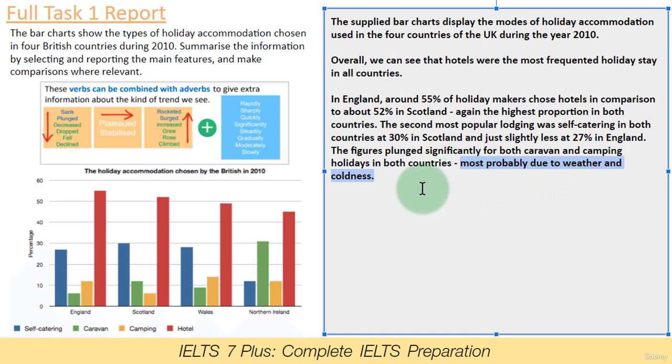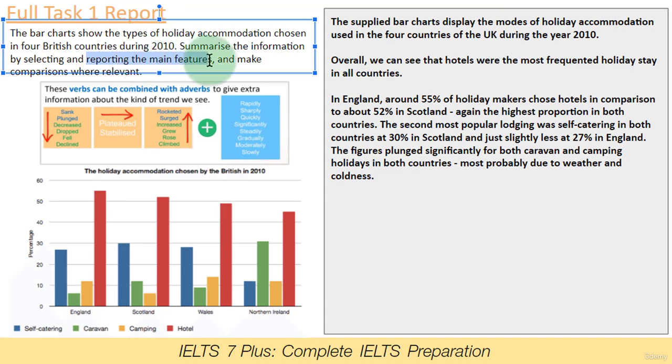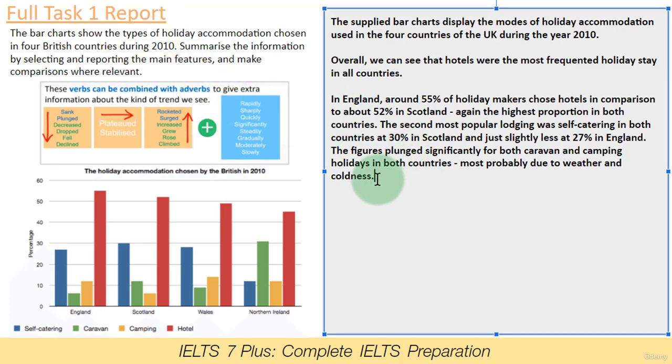So I do see this happening at times, and I just want to go back to the question here. Summarize the information, so report the main features and make comparisons where relevant. At no point does it ask you to guess reasons for the data you can see. All you need to do is to report the data. So there's no need for me to give a reason on why I think the data has happened. I'm just guessing, so do not include anything like that. The figures plunge significantly for both caravan and camping holidays in both countries.